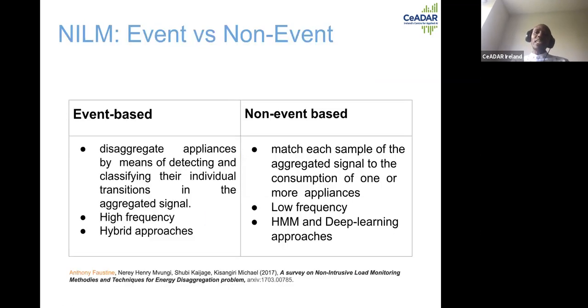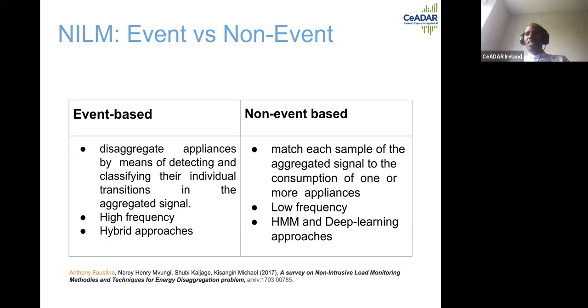The approaches can now be divided into two: an event-based approach and a non-event-based approach. With the event-based approach, the idea is to separate each appliance by first detecting events, that is, each time an appliance is activated. Once you take that event, you extract a unique feature for this particular appliance, and then you classify this appliance into a specific category.